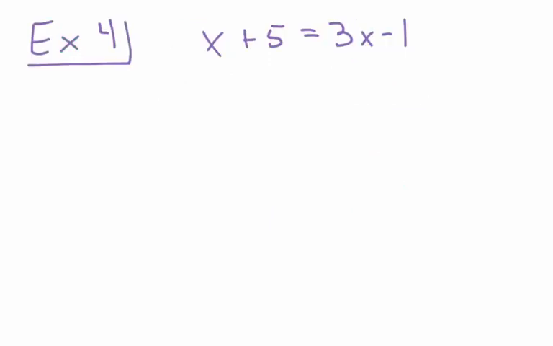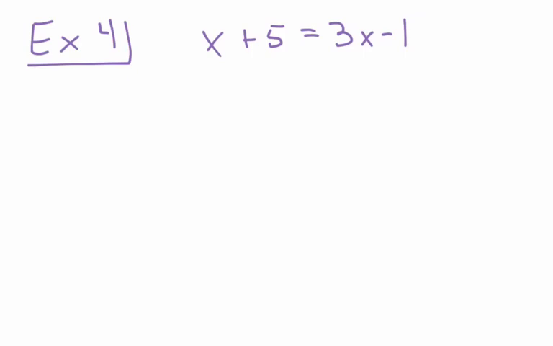For a fourth example, we have x plus 5 equals 3x minus 1. First thing we need to do is identify our variable terms and our constant terms. So we have x and 3x. Those are both our variable terms. And then plus 5 and minus 1, those are our constant terms.